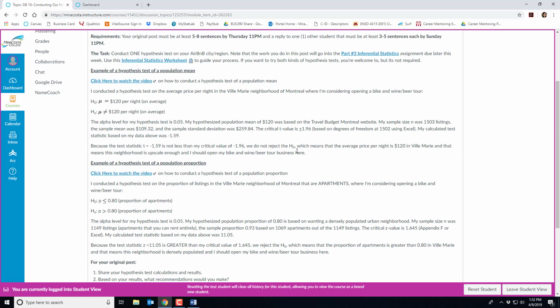We do not reject the null, which means the average price per night is $120 in Villa Marie. And that means that this neighborhood is upscale enough and I should open my bike and wine beer tour business here. So it's really important to have these variables here because this is going to allow a reader, whether it's your peer or me, to verify your hypothesis test. Without this information, we don't know if you conducted it correctly and you won't get full credit for the assignment.